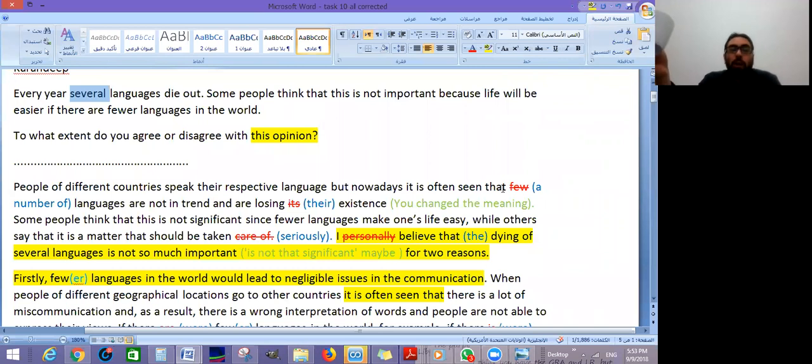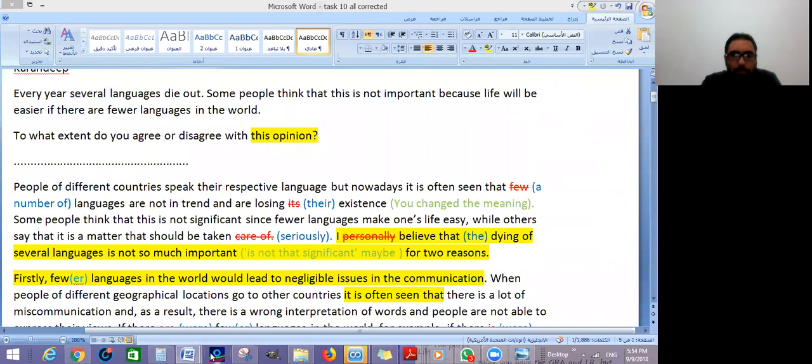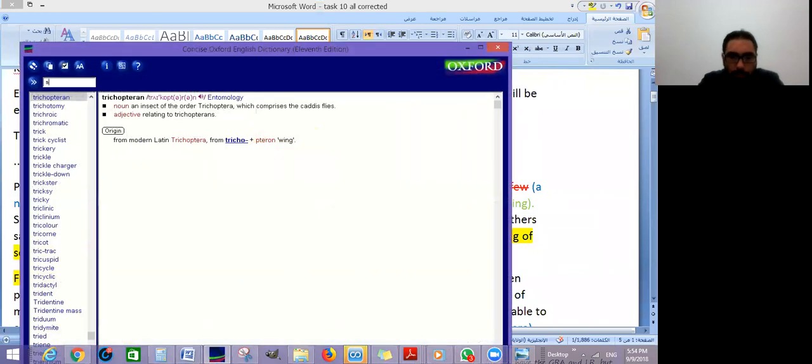I would rather repeat the same word from the question, or repeat the same word throughout the essay, than use a word that has a different meaning or sounds very strange. Okay, so I put a number of, let's say several. Do we have several here? Several.